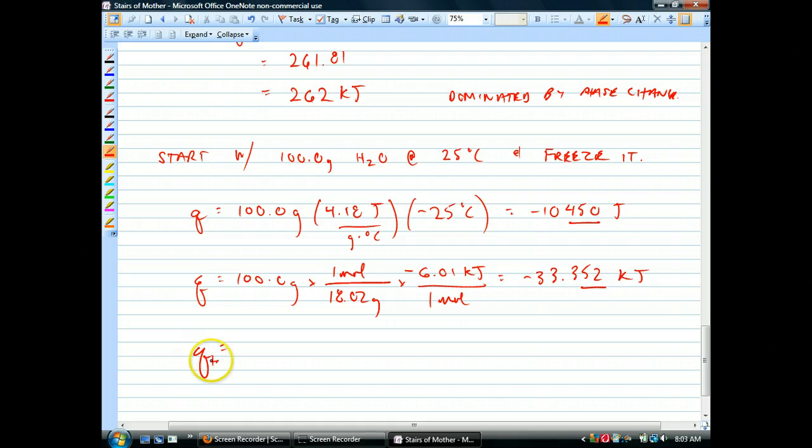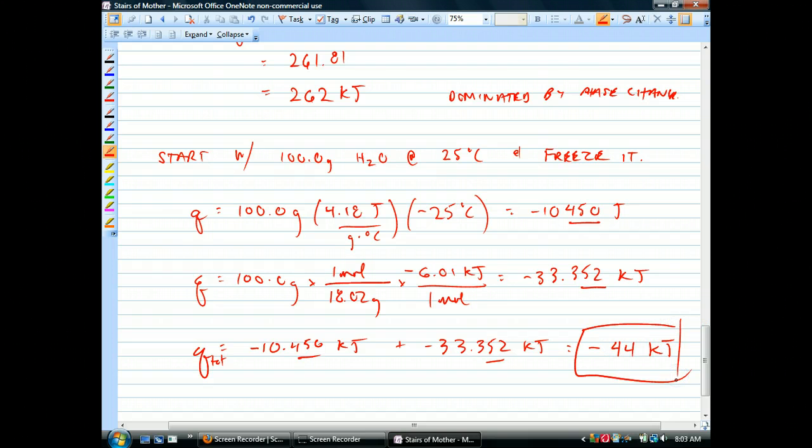Now the total Q is going to be negative 10.450 kilojoules plus negative 33.352 kilojoules, which is negative 44 kilojoules with correct sig figs. It's exothermic. Cooling that water down, it's losing heat. When it freezes, it actually gives off heat to the environment.